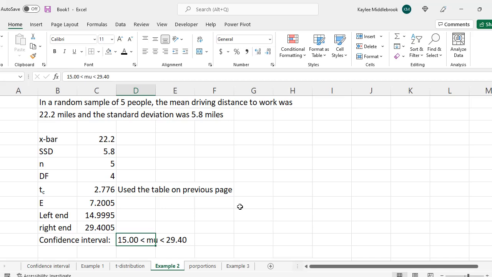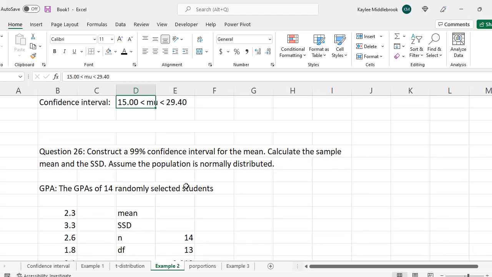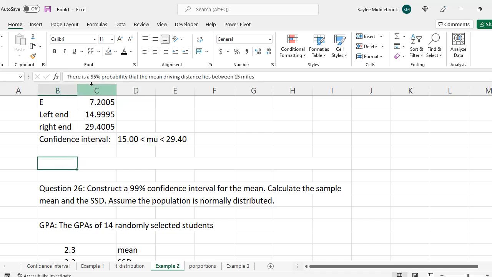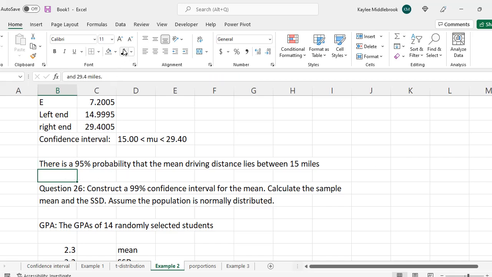And so when we round up the 14.9995, we just need to make sure we include the 2 decimals, the 15.00, to represent that, yes, we did actually round it correctly. And then we're going to add that right tail, 29.40. Okay, and then for our explanation, let's make that visible. There's a 95% probability that the mean driving distance lies between 15 miles and 29.4 miles.